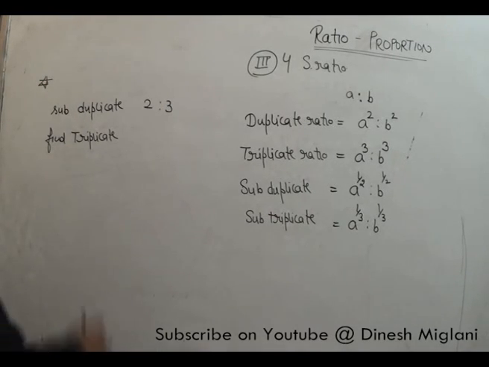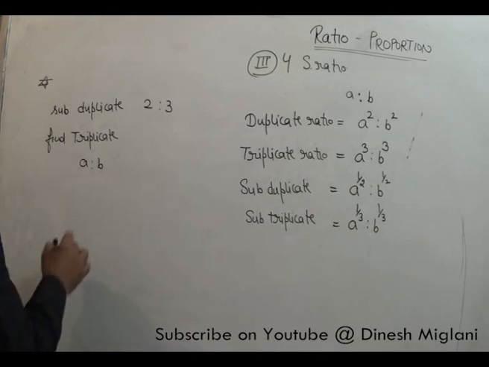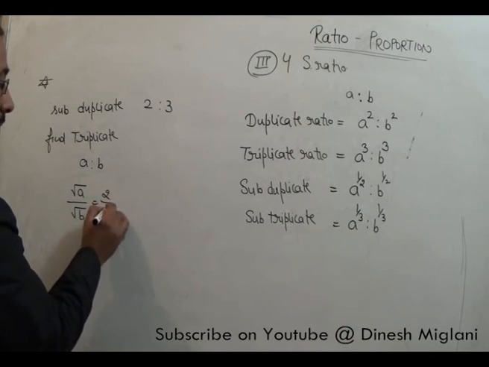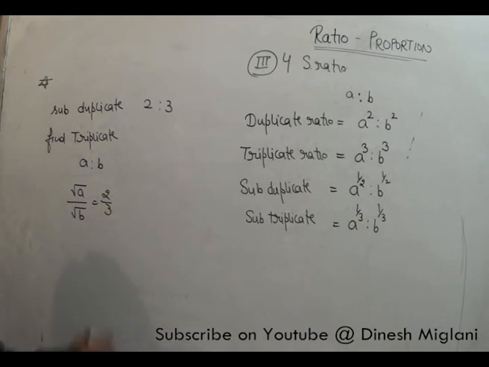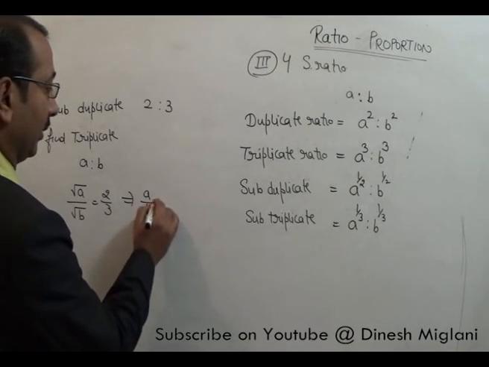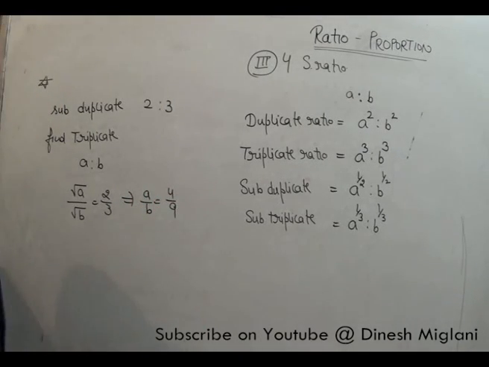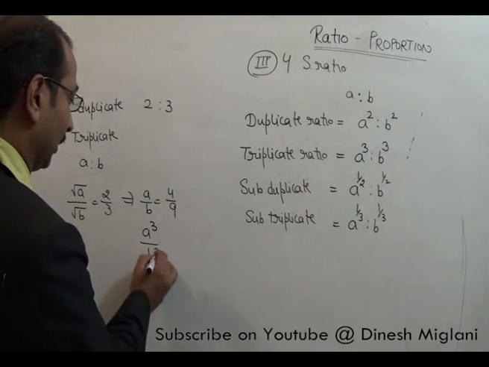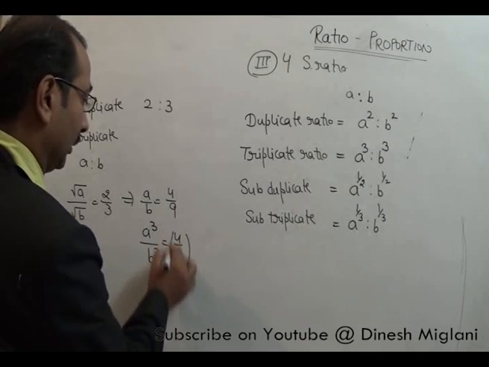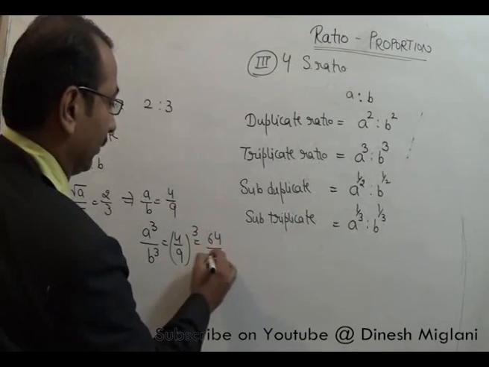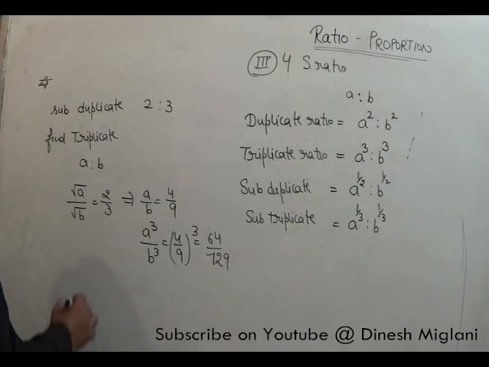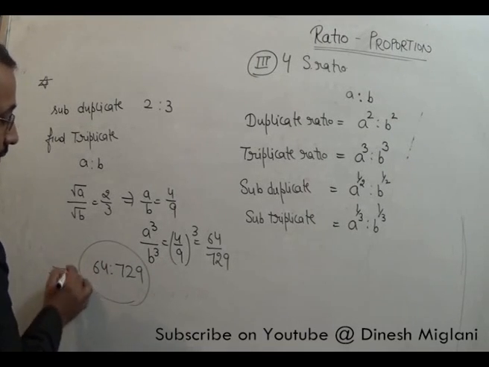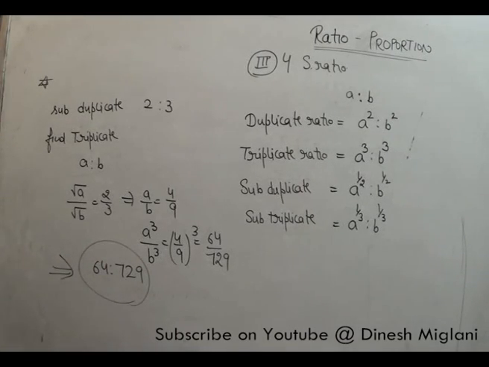Suppose the numbers' ratio is A ratio B. Subduplicate is given, means root A upon root B is equal to 2 by 3. Squaring both sides, A by B becomes equal to 4 by 9. I have to find the triplicate ratio, which means I have to take the cube. So A cube upon B cube is equal to 4 upon 9 whole cube. This is equal to 64 upon 729. So triplicate ratio is 64 ratio 729. That becomes our answer.